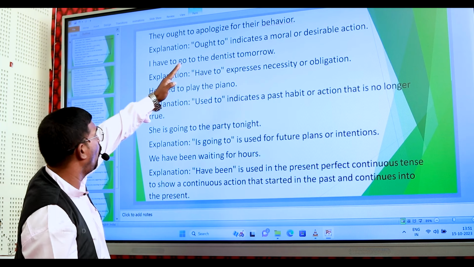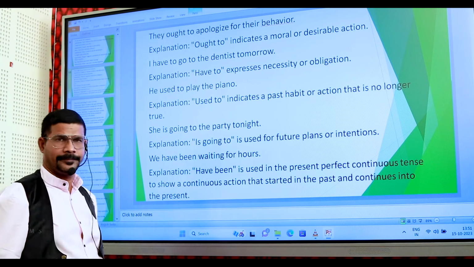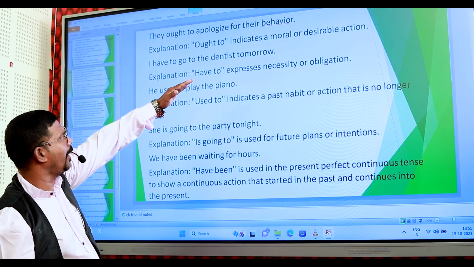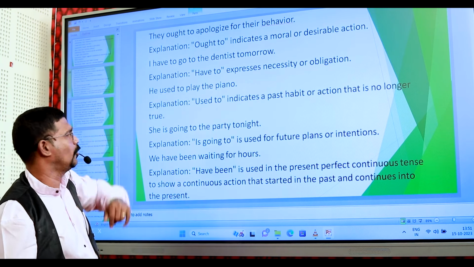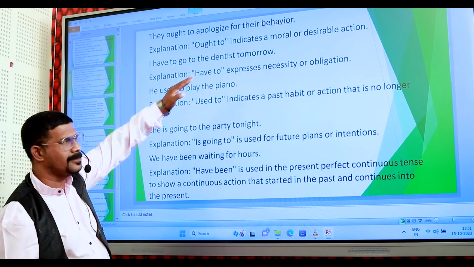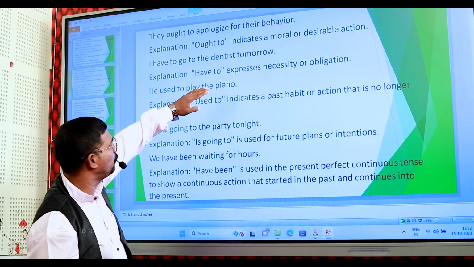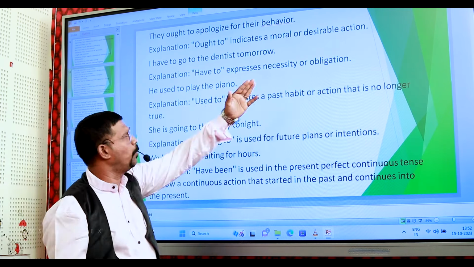They ought to apologize for their behavior. Explanation: ought to indicates a moral or desirable action. I have to go to the dentist tomorrow. Explanation: have to expresses necessity or obligation.